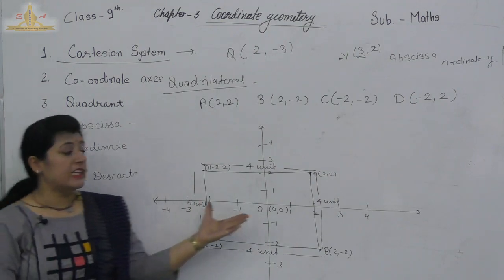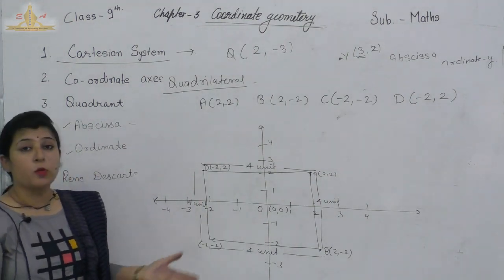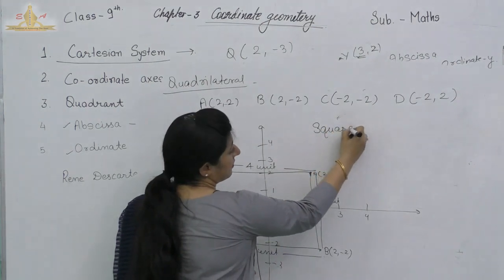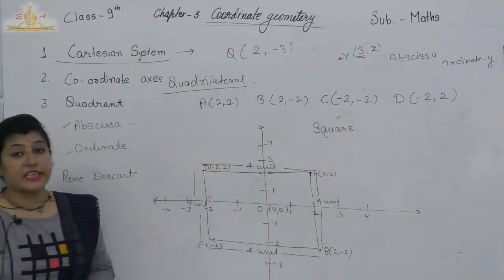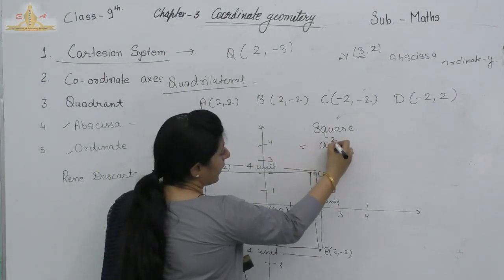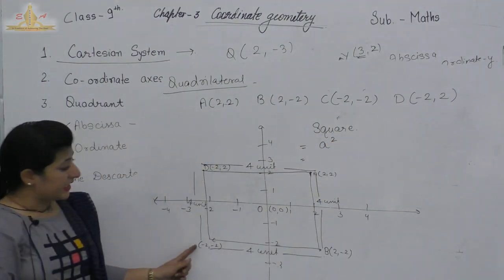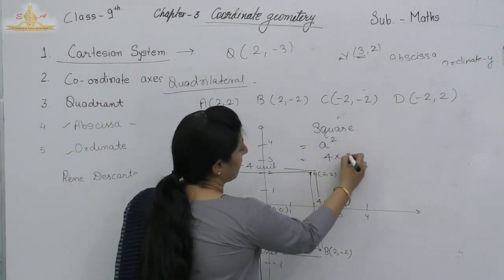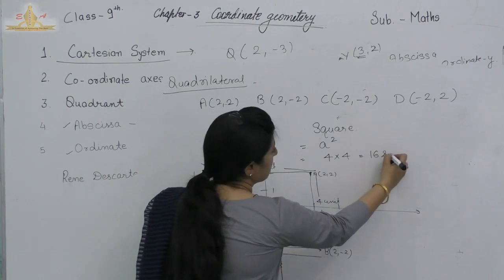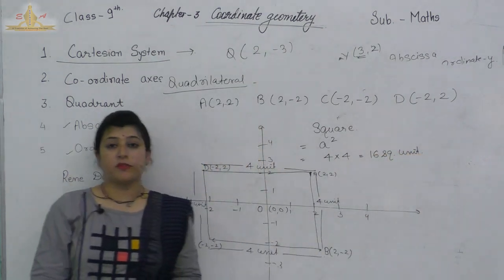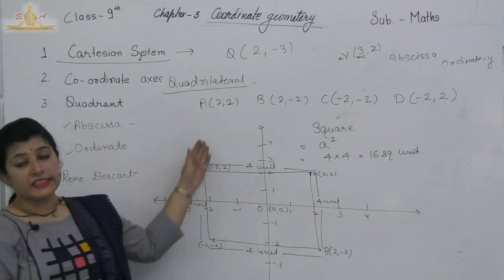Which type of quadrilateral is it? All the sides are equal. It means it is a square. What is the area of a square? That is side into side, side squared. What can we take as the side? There is 4 units. It means 4 multiplied by 4 is equal to 16 square units. So these types of questions we can solve like this.